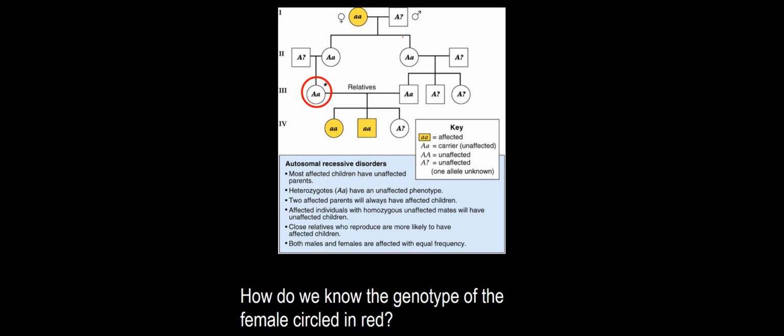Okay, so the answer is, some of you might have very astutely realized she had two daughters that were both affected, right? And the only way somebody can be affected is if they inherit two copies of the bad allele. So they had to get one from mom and one from dad, right? So that's how we know. The key is looking at her children, not her parents. Okay, good.